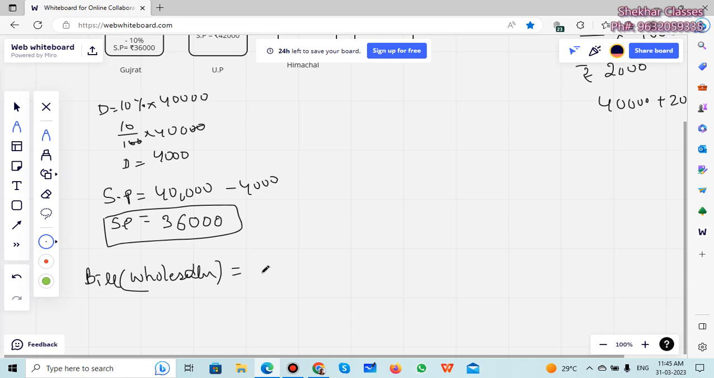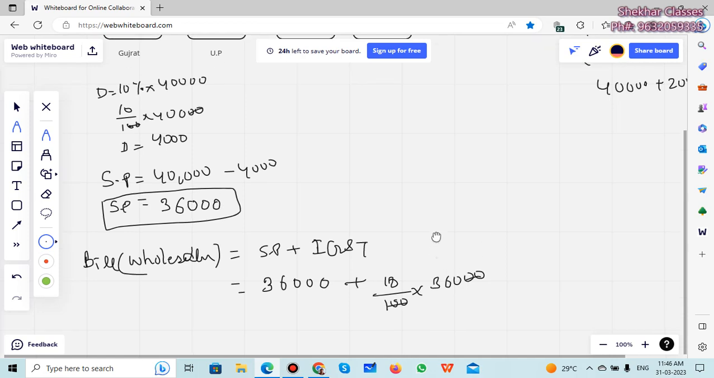How much is it? SP plus IGST. Let me write it properly here. What is the SP? 36,000 plus IGST. How much is IGST? 18% of 36,000. The 20 got cancelled, so how much is that? 36 into 18 will give you 6,480, right?